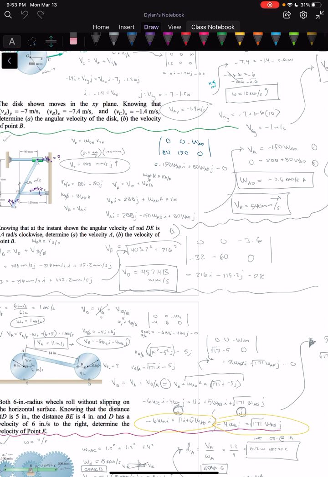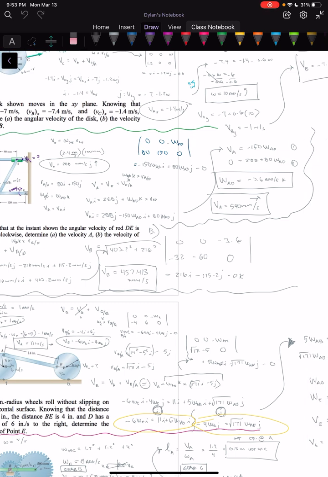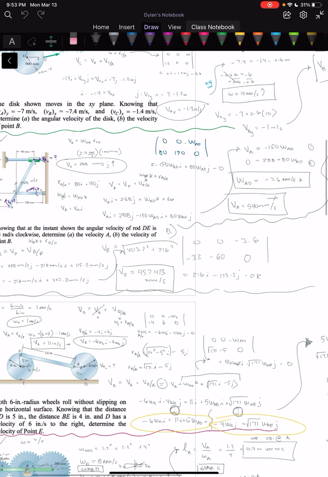Oh yeah, then we just solve for VA, since certain I and J components add and subtract to get that, and then we know that our angular momentum is always going to be in the K direction.